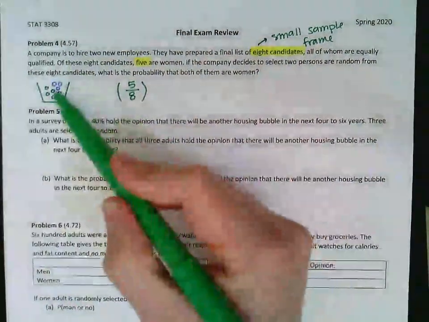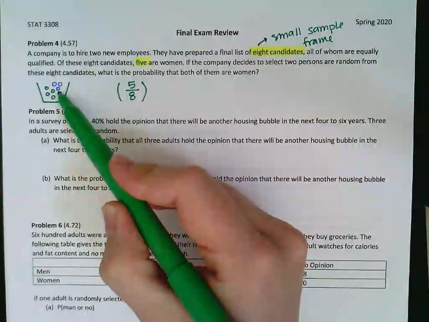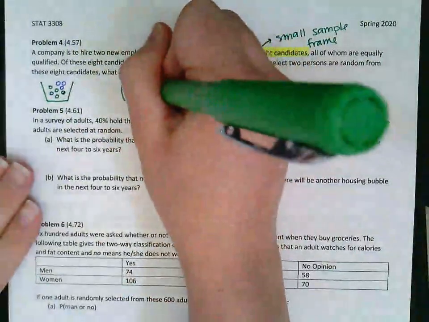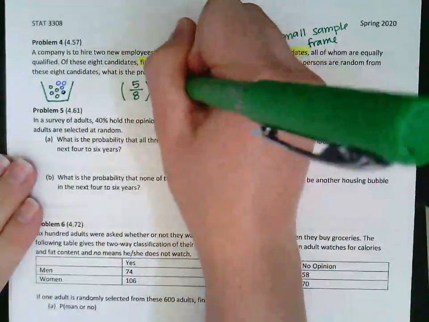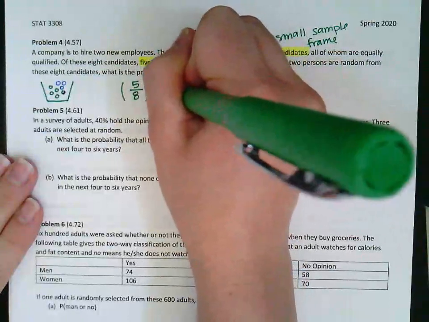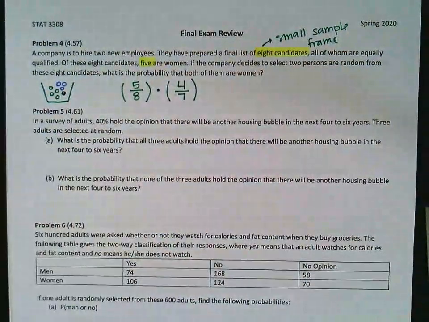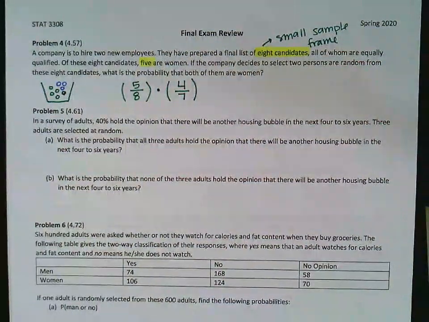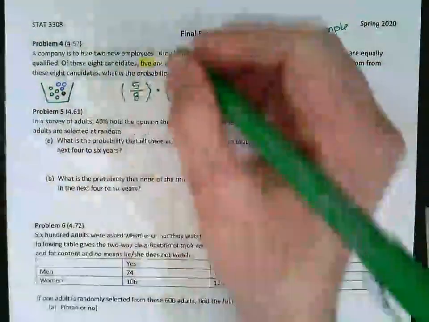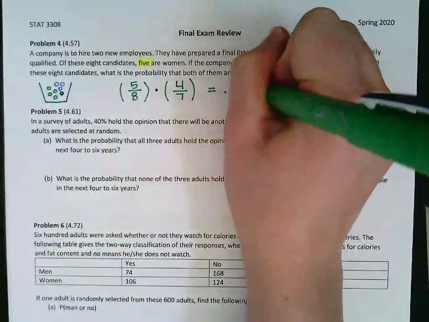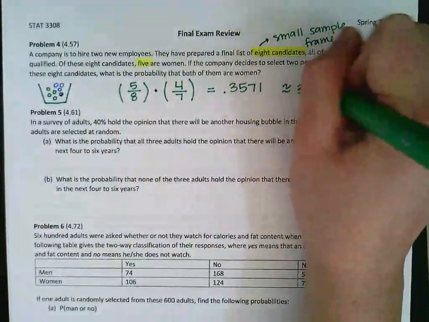But once I take that away, my denominator changes, okay? Because my sampling frame is so small, it matters that I took one away. And so I'm going to say, okay, well then I'm going to now only have 4 out of 7 left over, okay? So because our sampling frame is small, it matters that I took one away. So that's going to be equal to 35/71, or approximately 36%.